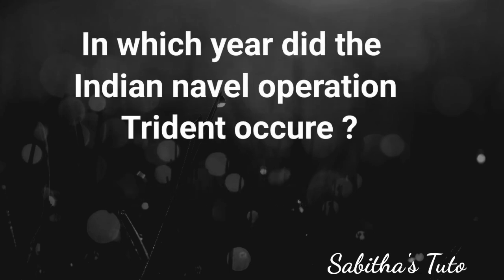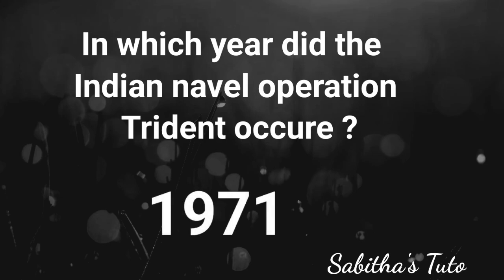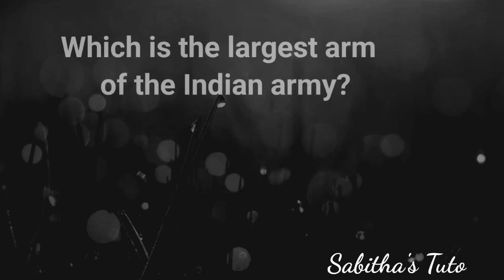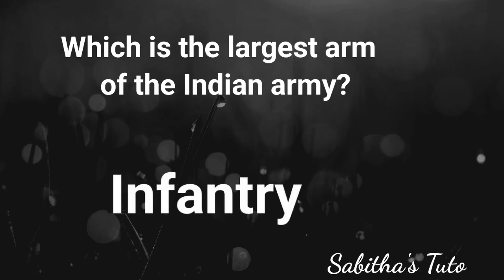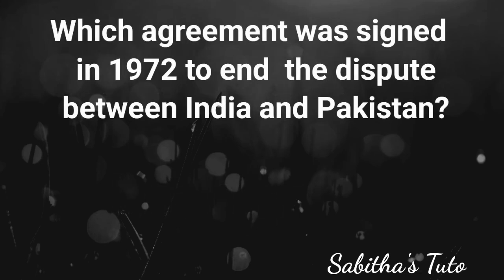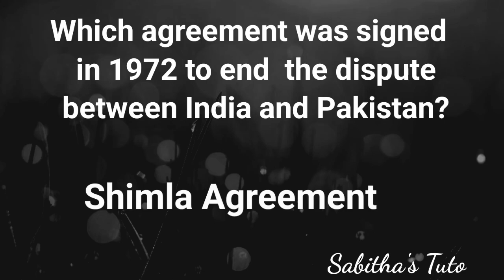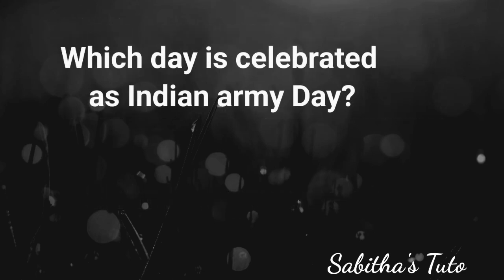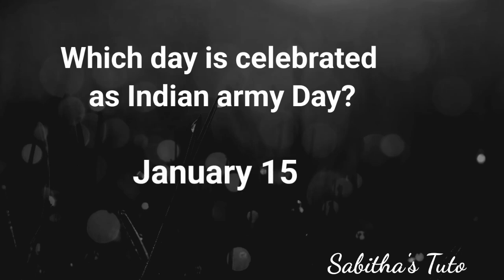In which year did the Indian naval Operation Trident occur? 1971. Which is the largest arm of the Indian Army? Infantry. Which agreement was signed in 1972 to end the dispute between India and Pakistan? Shimla Agreement. Which day is celebrated as Indian Army Day? January 15th.